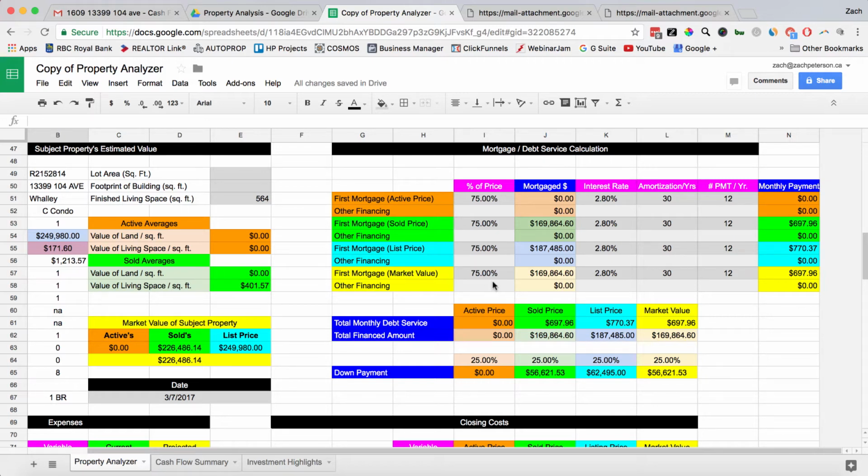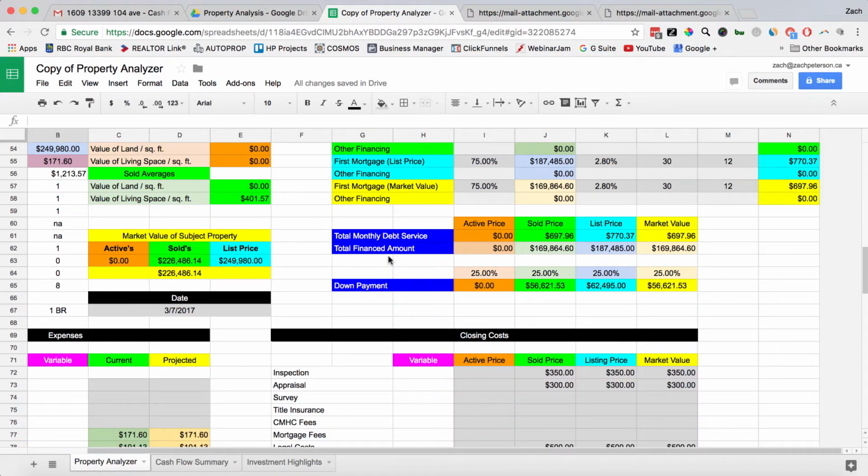So we'll just go based off the market value of the property. We're going to do 75% financing. That tells you what your total mortgaged amount is. You see these are in purple, so these are variables. We've got 2.8% interest, 30-year amortization, and 12 payments a year, or monthly payments, for a monthly mortgage payment of $697.96.